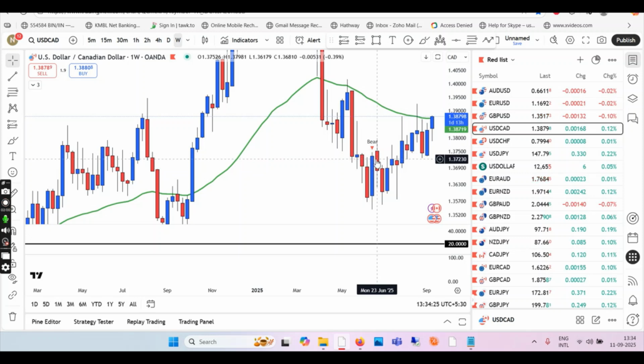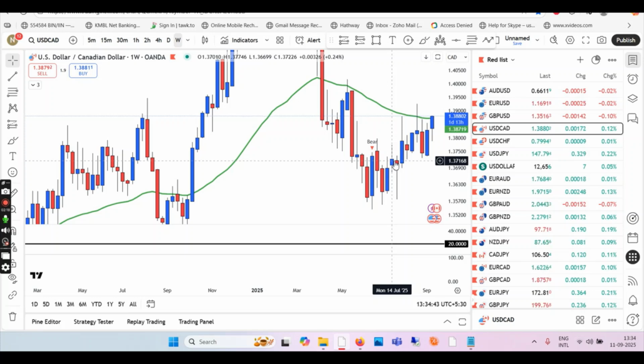I predicted it right here. You know why? Because we had engulfed this weekly red candle, so I knew this candle was eaten by this blue candle. So this was your new uptrend: pullback, new high, pullback, new high. I told you this was the uptrend 3 months ago itself.